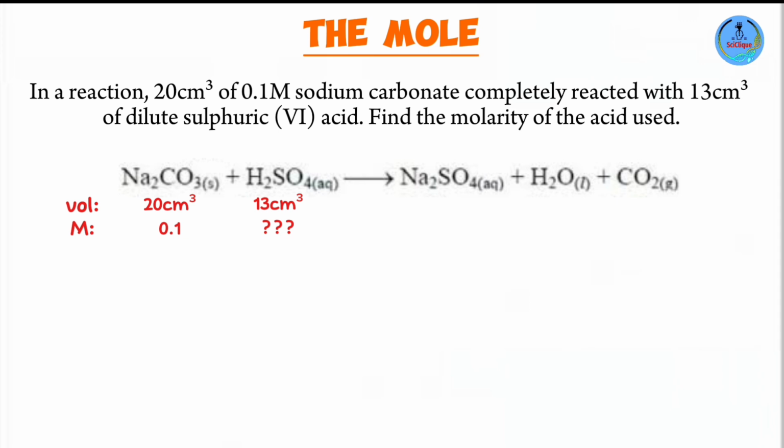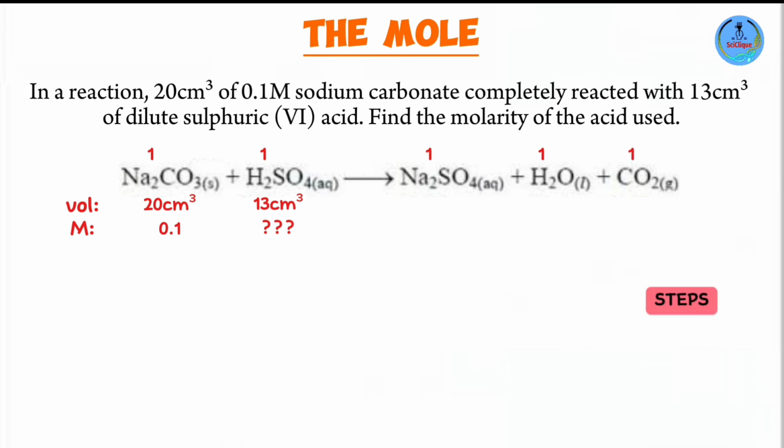Now guys, when you are given such a question, the first step that you need to do is write a balanced chemical equation, because from the equation, you're going to use the mole ratio to obtain a certain answer. So in this equation, we can clearly see that it's already balanced. We have 1 mole of sodium carbonate reacting with 1 mole of sulfuric acid to form 1 mole of sodium sulfate, water, and carbon dioxide.